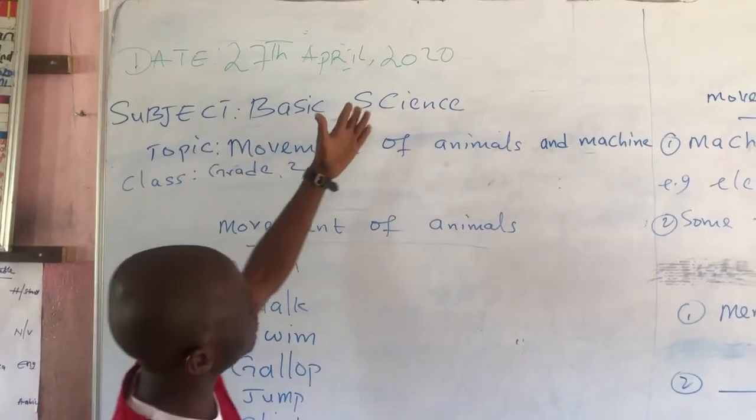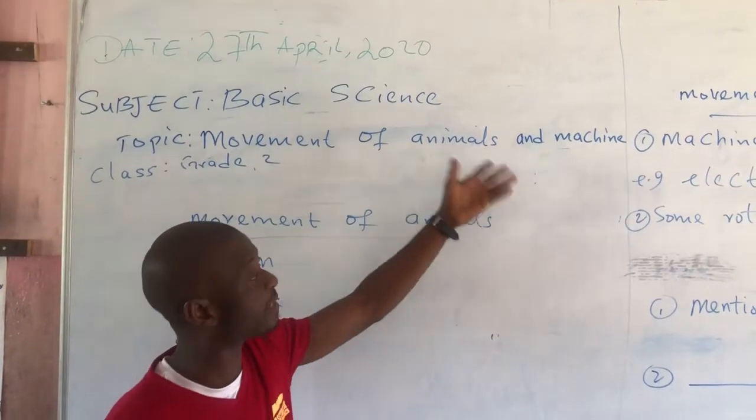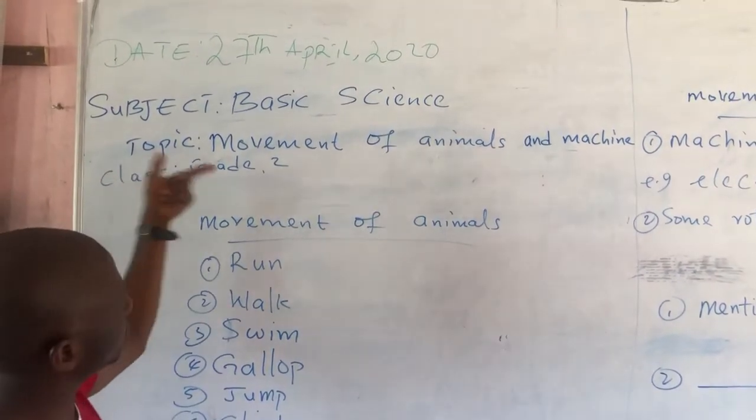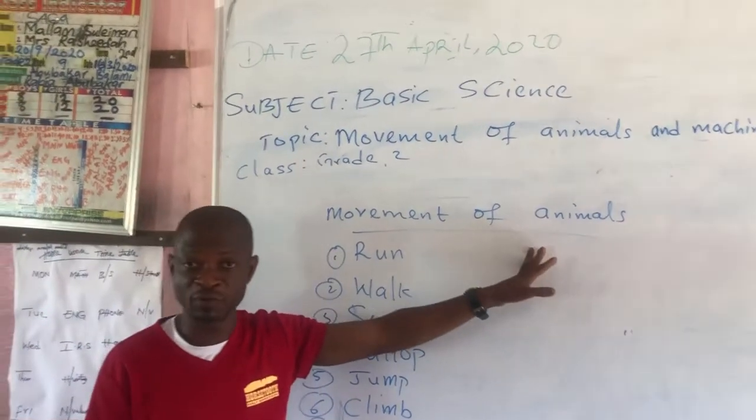Subject, we have basic science. Topic, movement of animals and machine. Class, grade 2. First, movement of animals. Let's take a look at movement of animals.